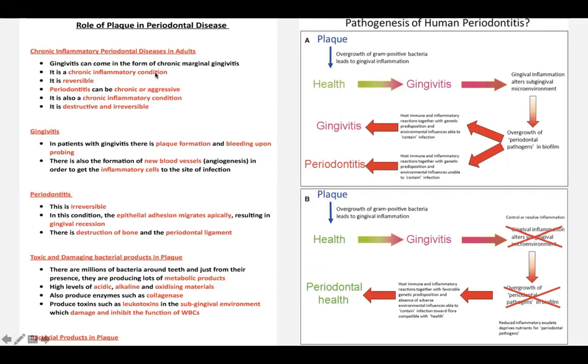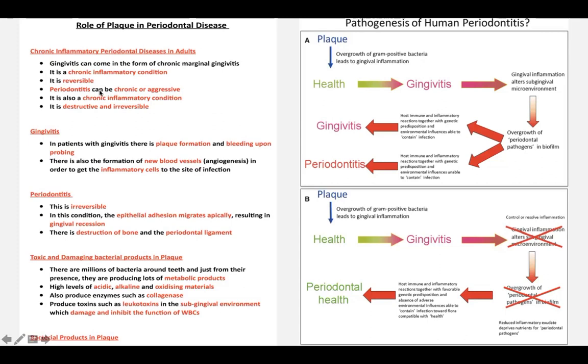So this is marginal gingivitis. Gingivitis can come in the form of this. And then it is a chronic inflammatory condition. It is reversible. This condition is reversible. Which condition? When there is a chronic inflammatory condition of gingivitis, marginal gingiva, only the margin of gum tissue is involved.